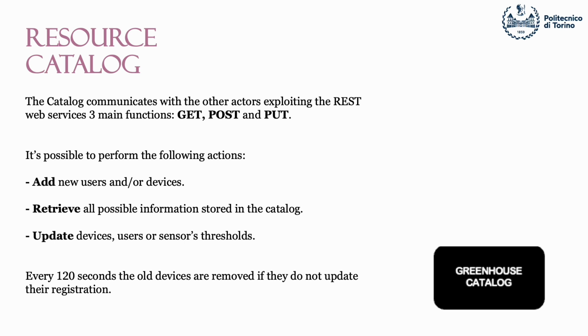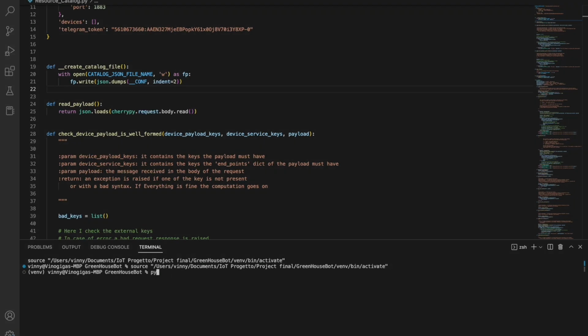Measurement results will be visible to the user via the dedicated Telegram bot. And in case a device no longer sends signals within 2 minutes, the catalog will take care of removing it from the list of active devices.